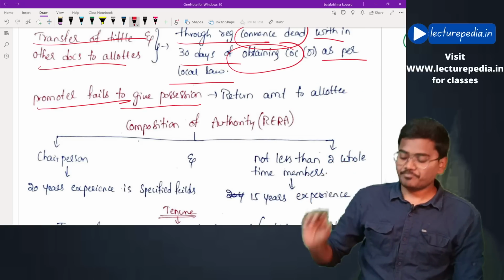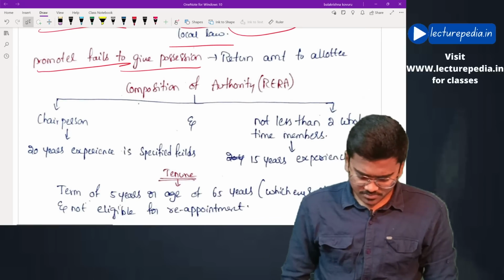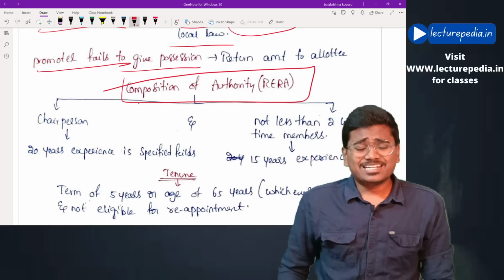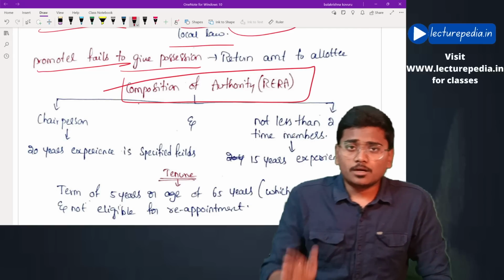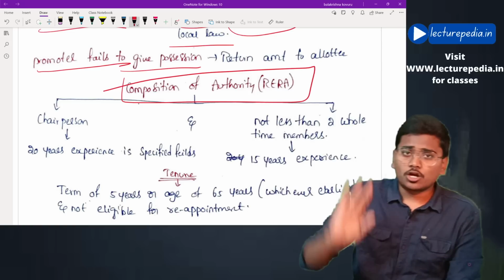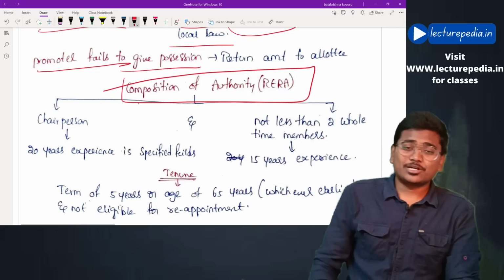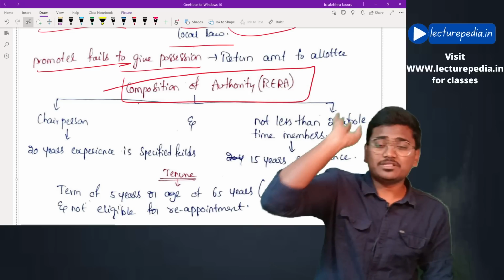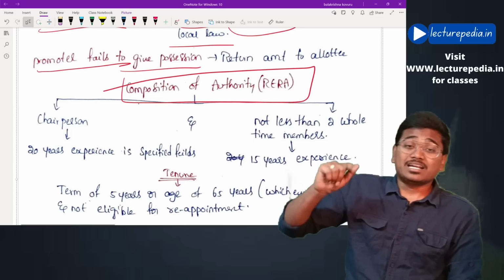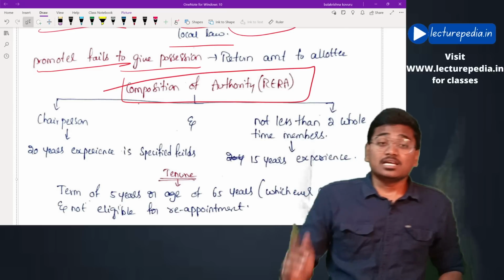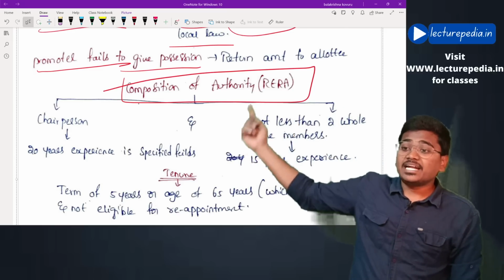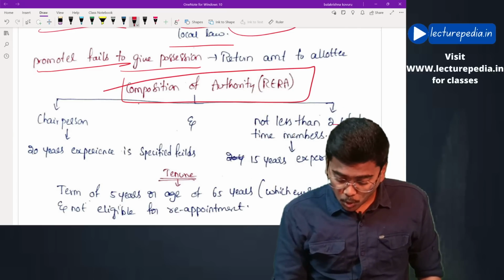Hope this is clear. Next, composition of the Real Estate Regulatory Authority. In case there are any disputes between a promoter and the allottee, they can approach the Real Estate Regulatory Authority. They can file a complaint with RERA. Here RERA will be the adjudicating authority. Now who will be present in RERA? RERA will have a chairperson and not less than 2 whole-time members.